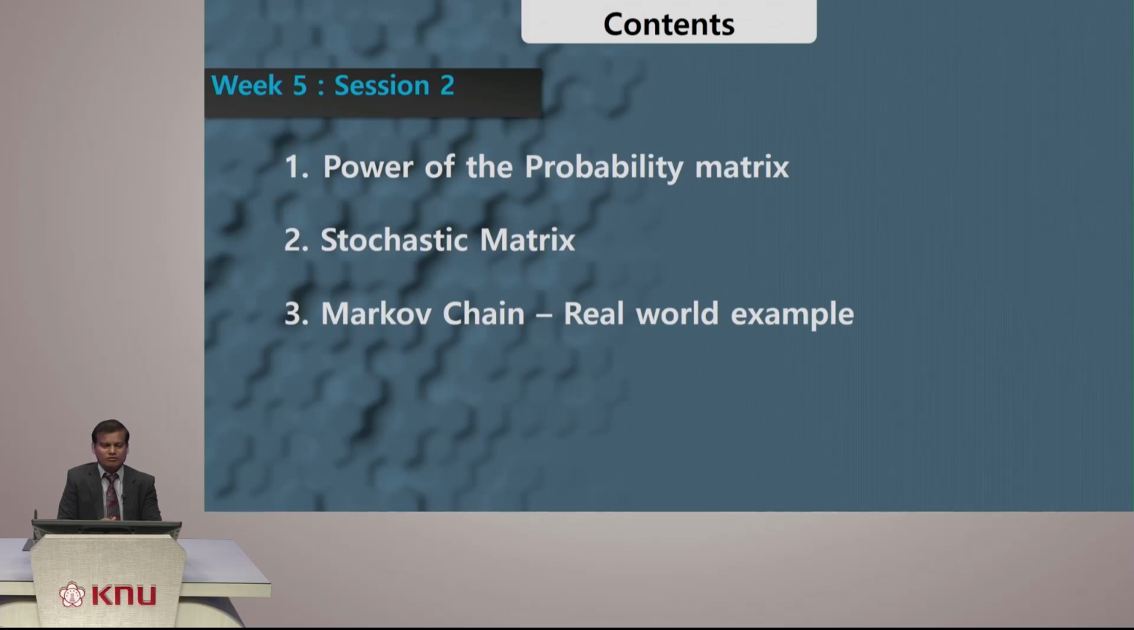We are going to look at more information or more properties of this Markov process with respect to power of probability matrices and stochastic matrix, when we can call a matrix as stochastic, and finally we are going to see more examples on this Markov chain.